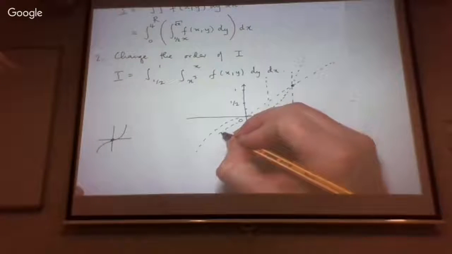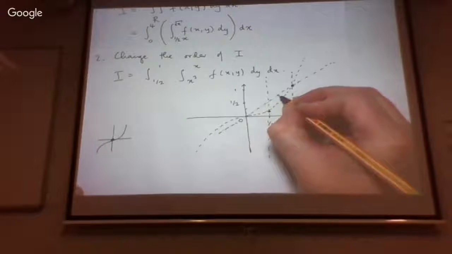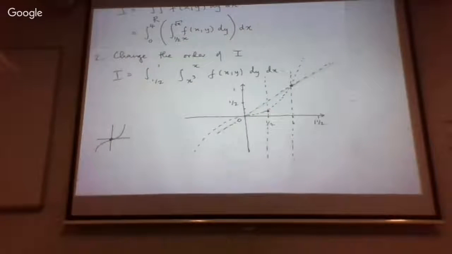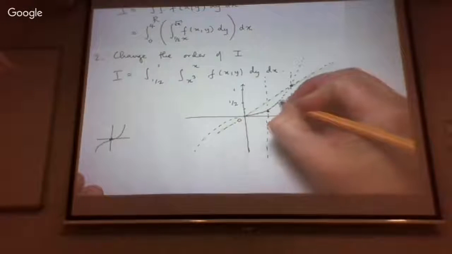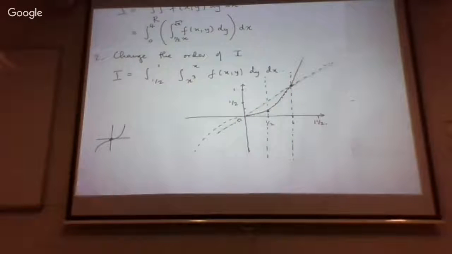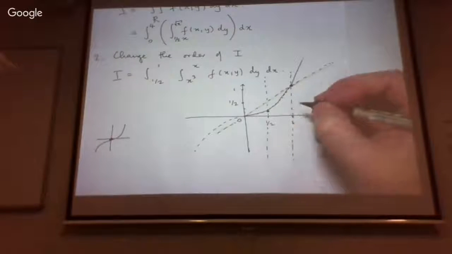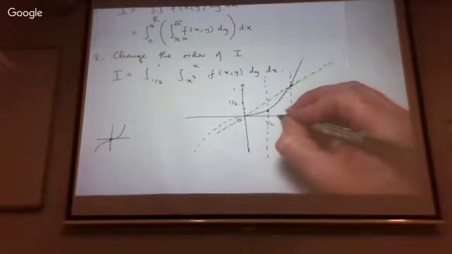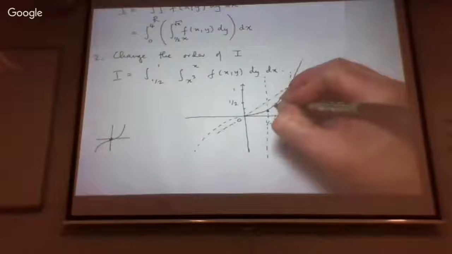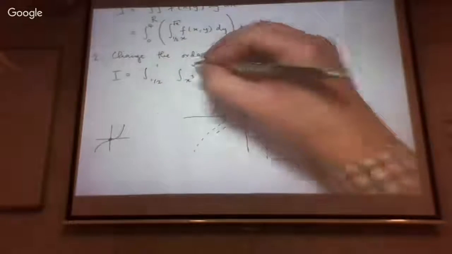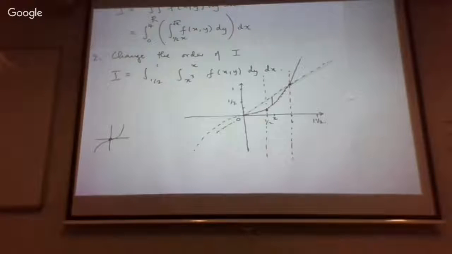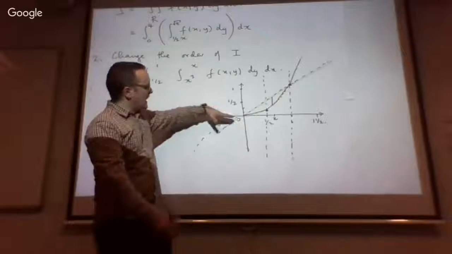So we've got the straight line, y equals x, and again we've got this curve, which I'll draw in red, y equals x cubed, which runs like this. So for a given x value between a half and 1, the y variable integrates starting at x cubed and ending at x.